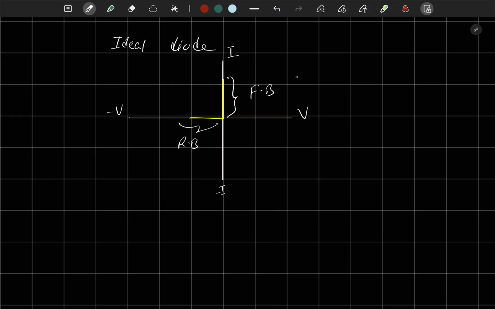What this means is, in forward bias, the diode conducts perfectly. So diode is short circuit. It perfectly conducts and allows current to flow without any resistance, without any losses. But in reverse bias, there is zero current flow. It's touching the x-axis. So there is zero current flow, but there is maximum voltage drop. So all the voltage is dropping, nothing is flowing through. So in reverse bias, diode is open circuit.